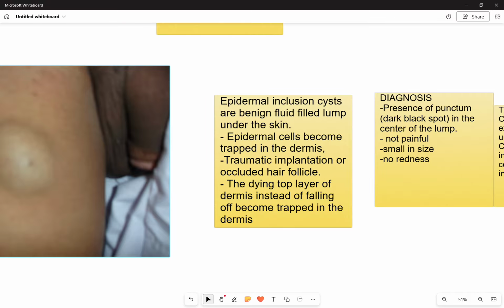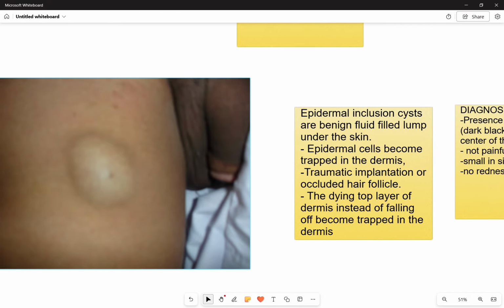So diagnosis is very easy, and the treatment is, usually they do not require any treatment. But if the patient is very worried about it, you can excise it under local anesthesia, and that will be curative. You excise the lump along with the overlying skin and approximate the rest of the gap by suturing the skin, and that's a curative treatment.